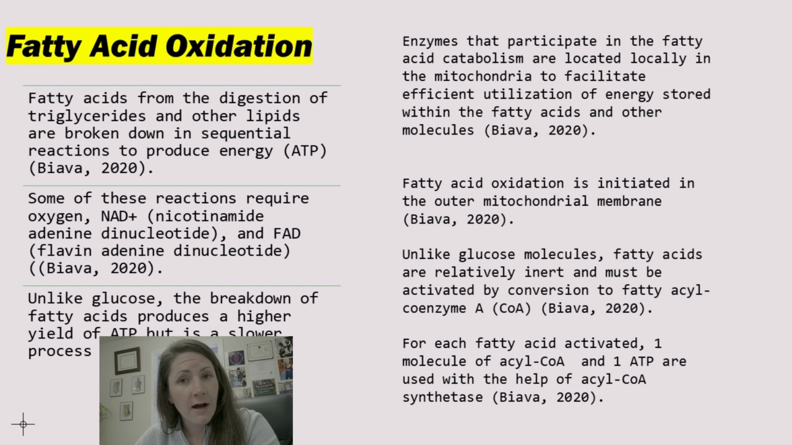Some of these reactions do require oxygen, as well as NAD, nicotinamide adenine dinucleotide, and flavin adenine dinucleotide, or FAD. Unlike glucose, the breakdown of fatty acids produces a much higher yield of ATP. It is a slower process, but the yield is substantially higher than glucose metabolism. The enzymes that participate in fatty acid catabolism are located in the mitochondria, and this is extremely important for the efficiency of energy production. Fatty acid oxidation is initiated in the outer mitochondrial membrane.